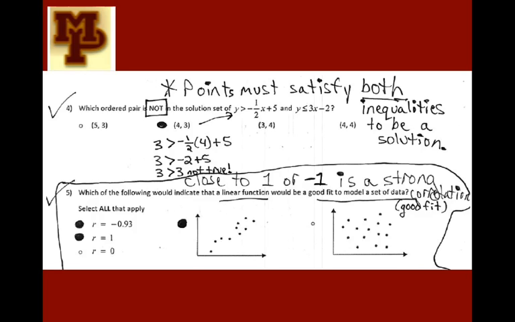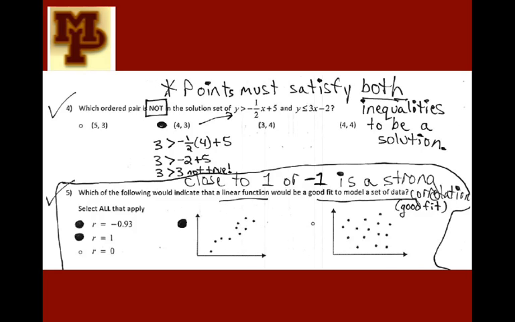Whenever you're looking for a solution to a system of inequalities, your point has to satisfy both inequalities at the exact same time. So that's what we would normally be looking for. This one says which one's not in the solution set, so it would not work for one of them. So the one that I found doesn't work is the 4, 3, because when I put the 4, 3 into the one on the left, it turns out to be 3 is greater than 3, which is not true, so that doesn't work.